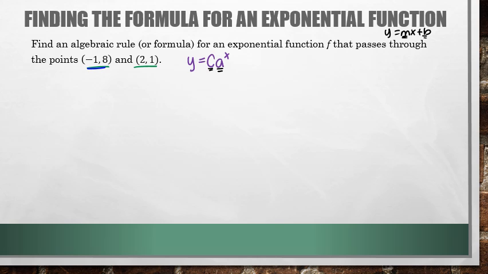Plugging in (-1, 8) gives me a y value of 8 and an x value of -1. So we get 8 equals c a to the -1. And then I'll also substitute in the second point. So our x is 2, our y is 1. That gives me 1 equals c a squared.